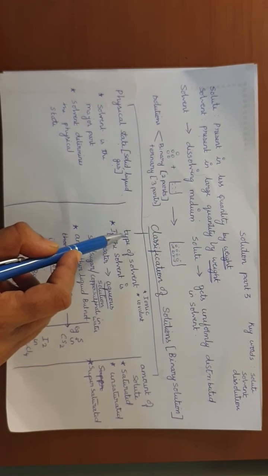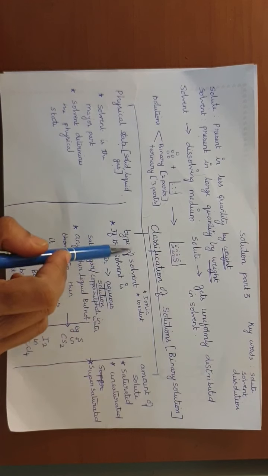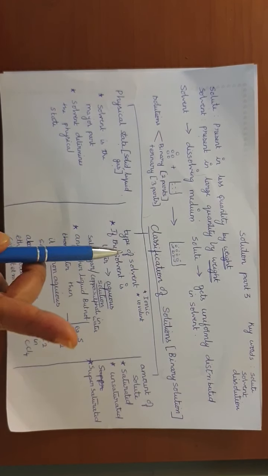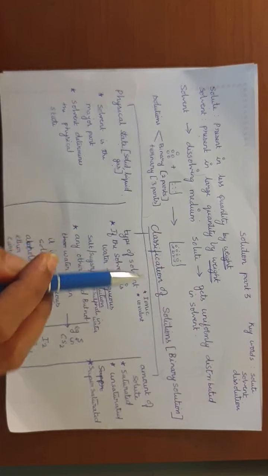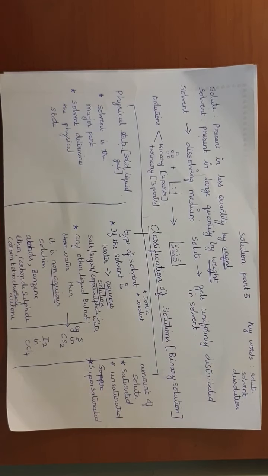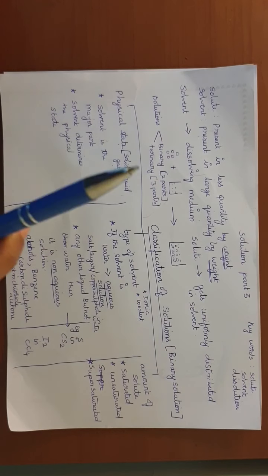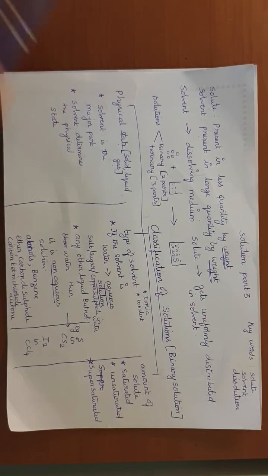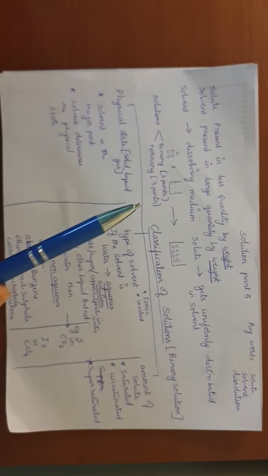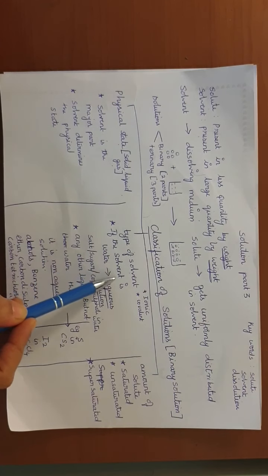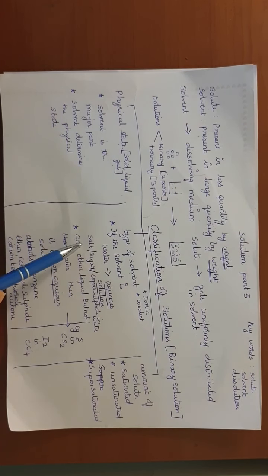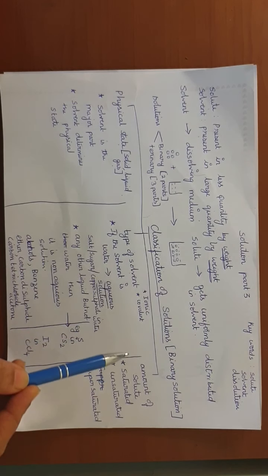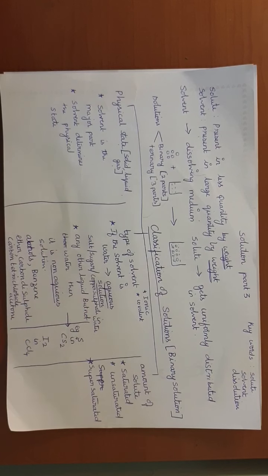Second classification is based on the type of solvent you are going to use. As I told you in the first video, water has a unique property to dissolve everything in nature. So if water is taken as a solvent, then the solution is called aqueous solution. Examples: salt, sugar, copper sulfate. You can add salt or sugar or copper sulfate in water and the resultant solution is called aqueous solution.